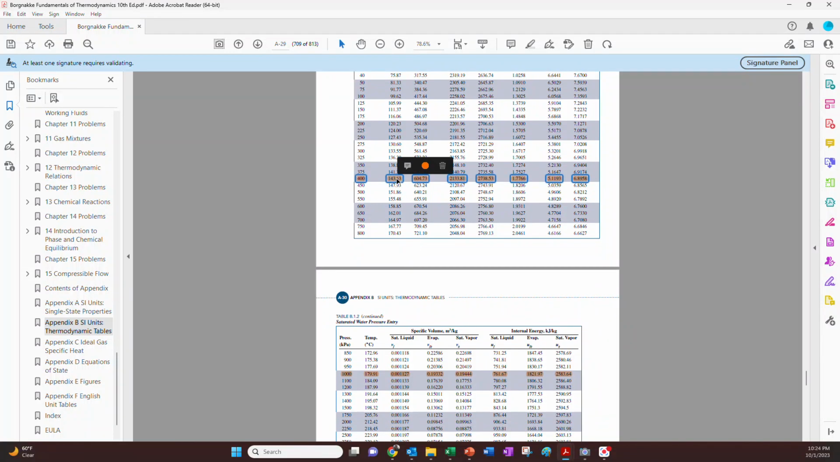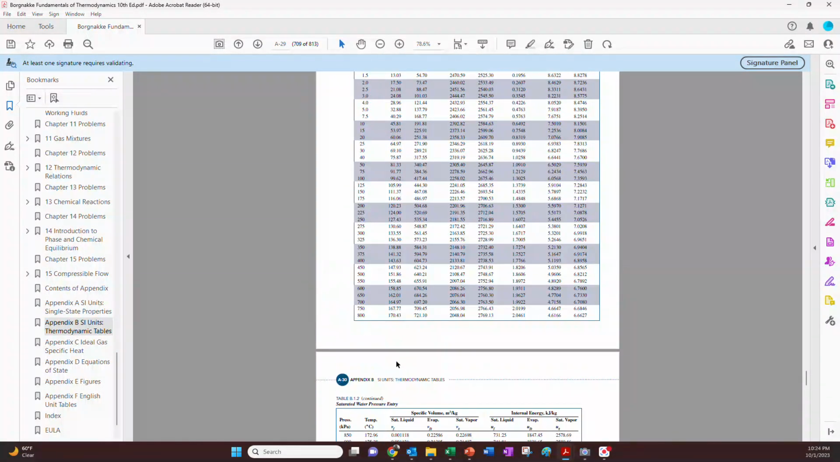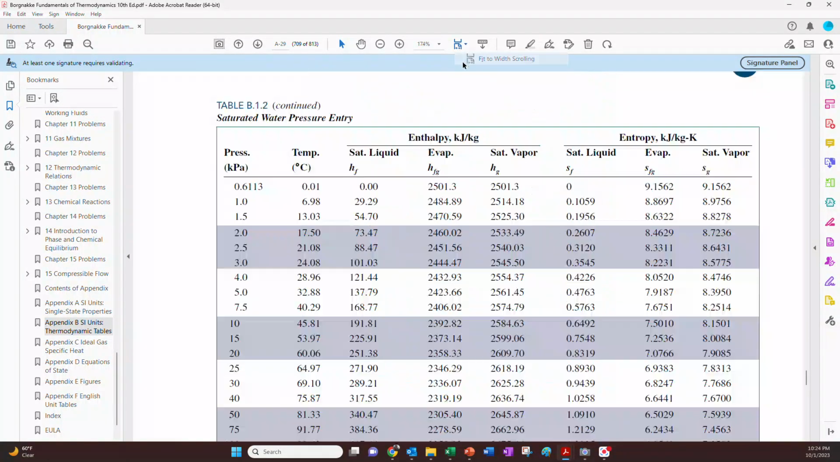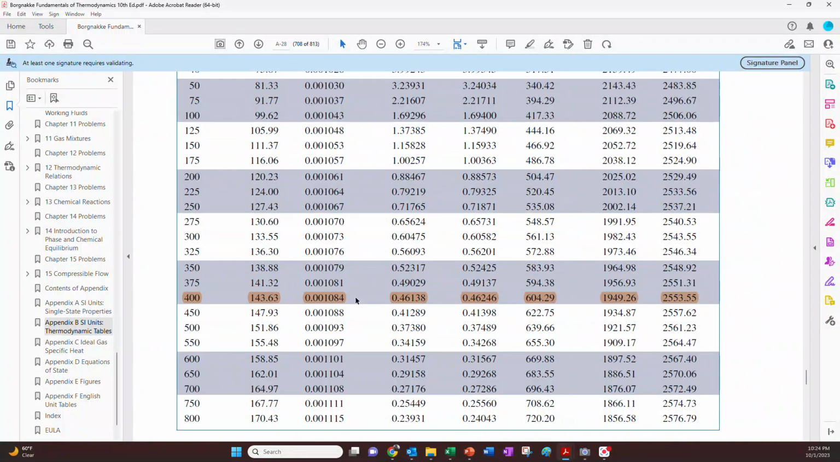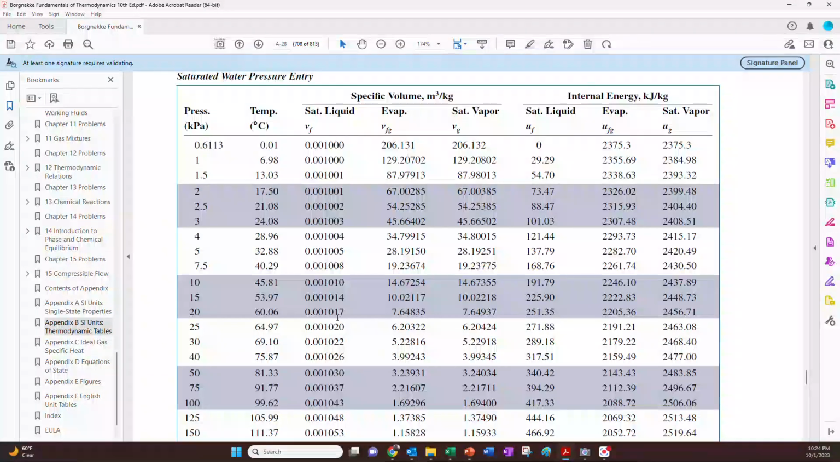I have a bunch of stuff I need to get rid of. I was highlighting things. All right, this is B.1.2, and we can go ahead and get the 100. Here's 100 right here. Well, I need to go to the previous page. There you go. And I need to get rid of that too. So 100 right here, and here are the saturated vapors. I'm going to write that down.